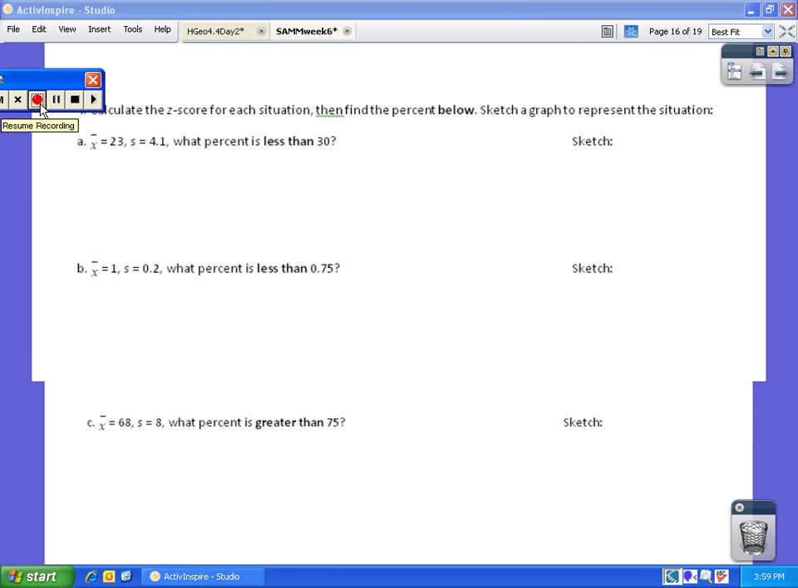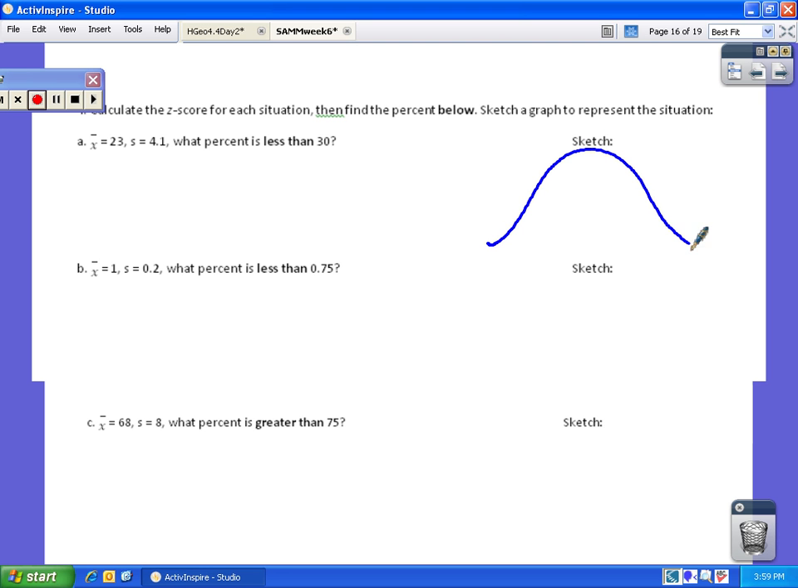Number 4, calculate the z-score for each situation, then find the percent below. Sketch a graph to represent the situation. I'm going to start by sketching my graph. It looks like a normal curve with the mean right in the middle.